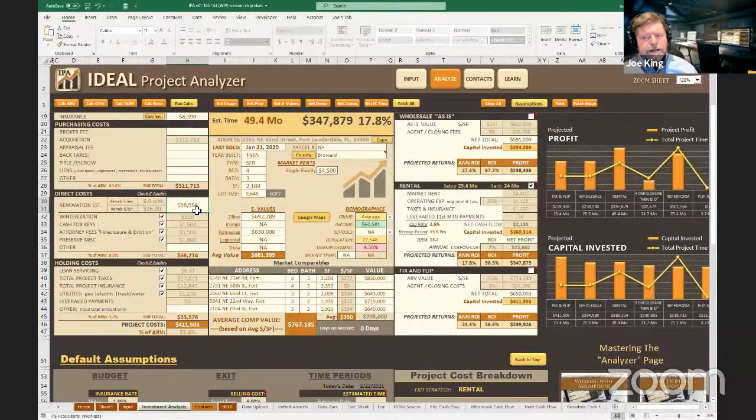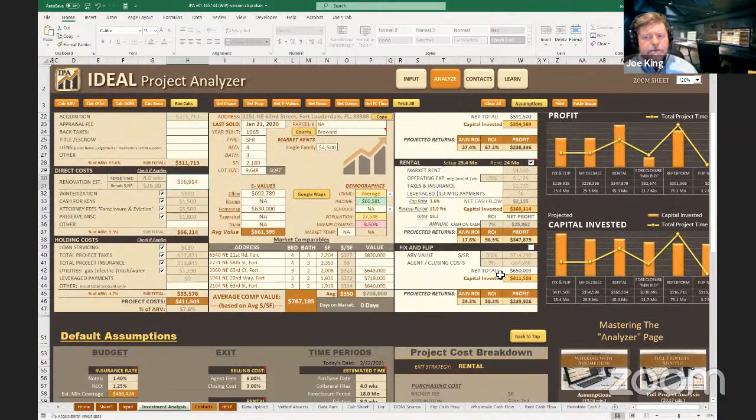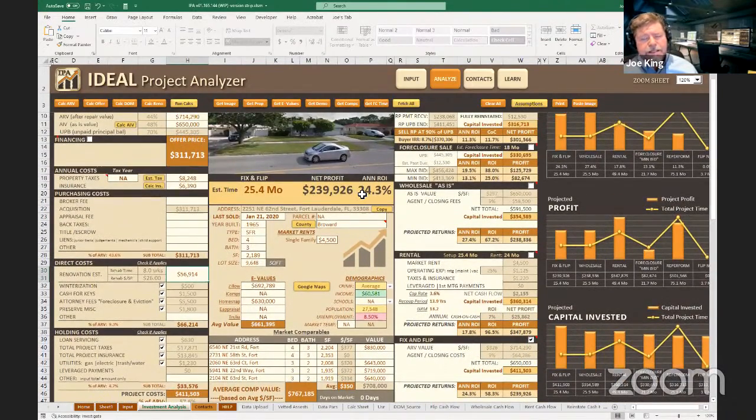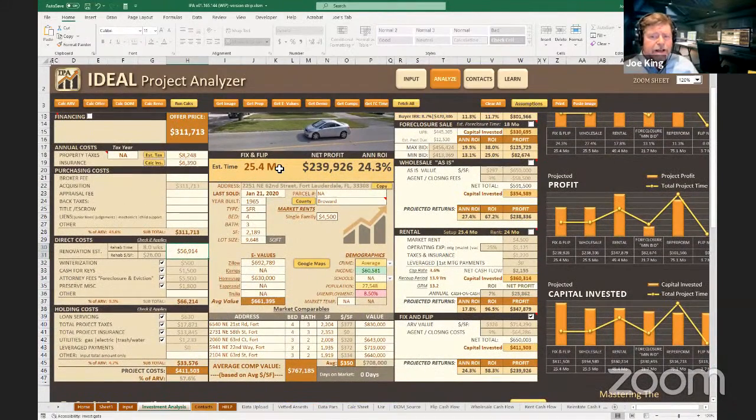$56,914. Now, with that expenditure, you'll come down here and you'll see under our capital invested, we have 411,500 invested. If I click on this button here, it brings the information up over here, and it tells us that if we were to take the property back after foreclosure, renovate it, and fix and flip it, we'll have 25.4 months invested in this thing as far as time goes. And our overall return on investment will be around 24.3%.